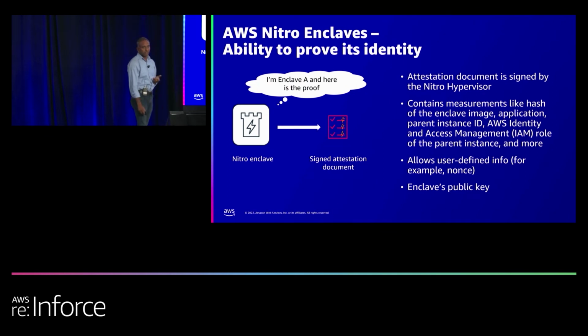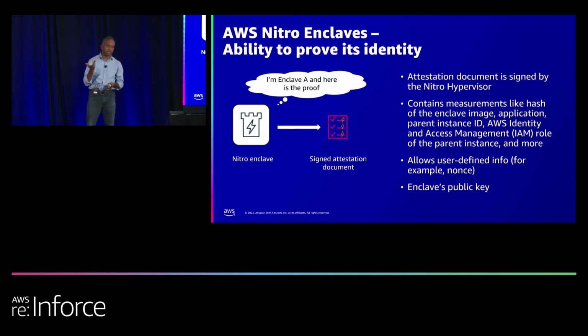So the enclave's ability to prove its identity, what does that really give you? It's the ability for this enclave to come out and say, look, I am enclave A, and here's the proof that I am who I say I am. And how does that happen? That happens with an attestation document that the enclave is able to provide.